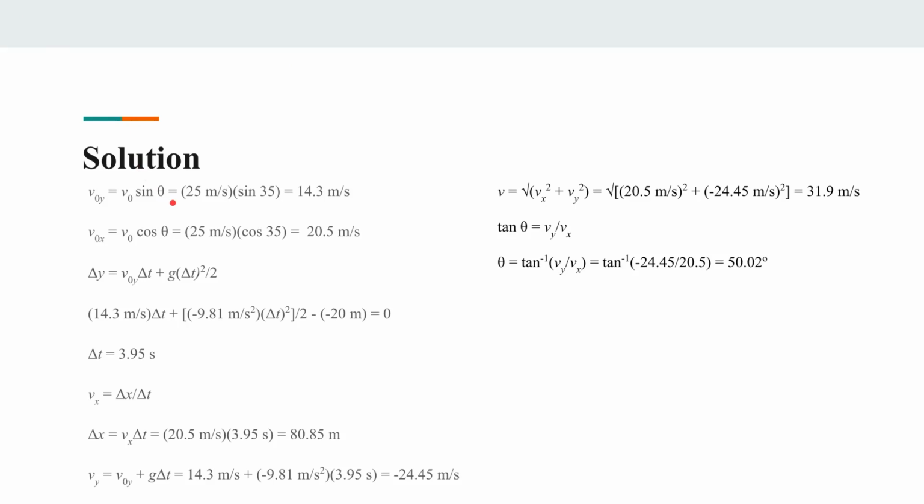So V naught y equals 25 meters per second times the sine of 35, which equals 14.3 meters per second. And then we have V naught x equals V naught cosine theta equals 25 meters per second times cosine 35. That equals 20.5 meters per second.